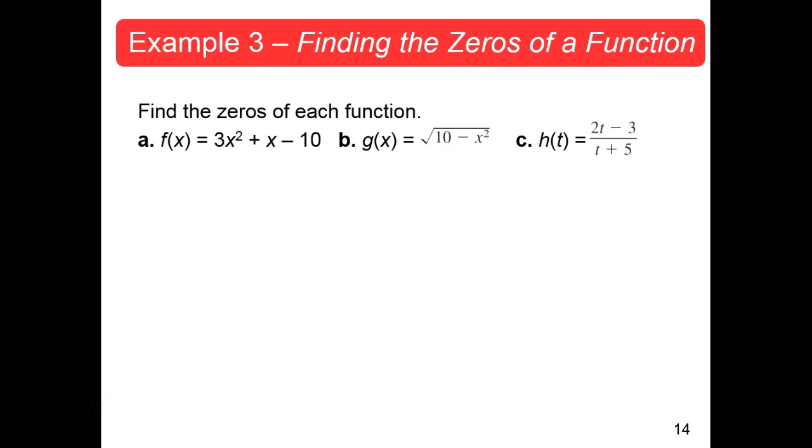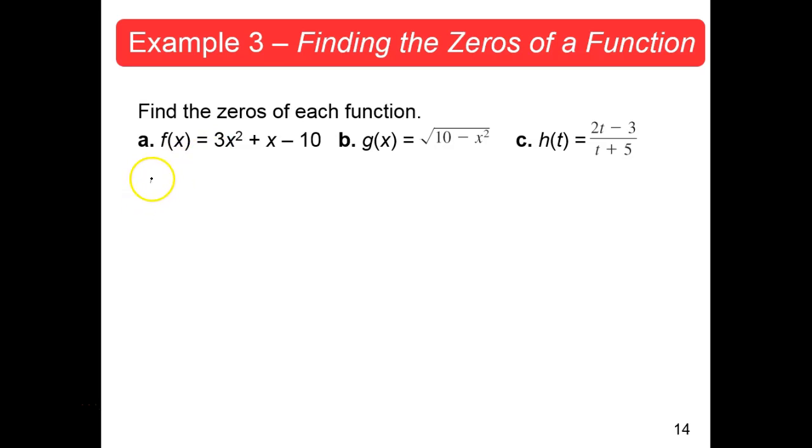H of t is equal to 2t minus 3 over t plus 5. Now, I don't think they require it in this problem, but it's always a good idea. What's one thing that strikes you when you see that function? It's a rational function. It's division. And what can you never have with division? Zero in the denominator. So let's take care of that first. It's not crucial to the problem, but it's always a good idea.